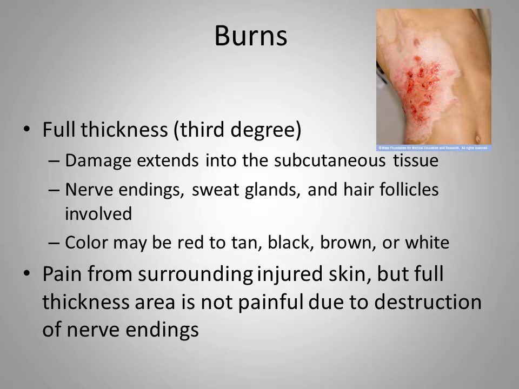So this damage extends down into the subcutaneous tissue, where the nerve endings, the sweat glands, and hair follicles are involved. And there can be various color changes from red to tan, black, brown, or white. Now, the pain from the surrounding injured skin would be more the first and second degree burns, but the full thickness area is not painful due to the destruction of the nerve endings.